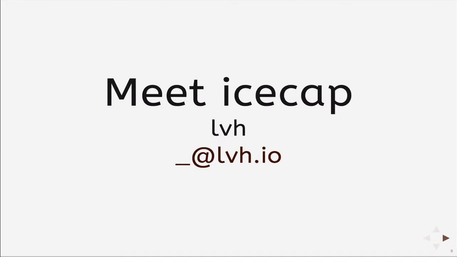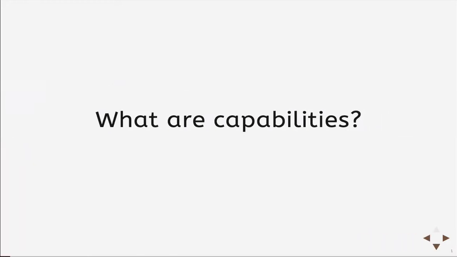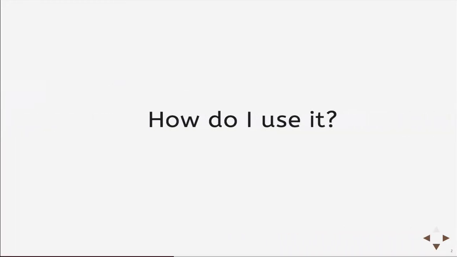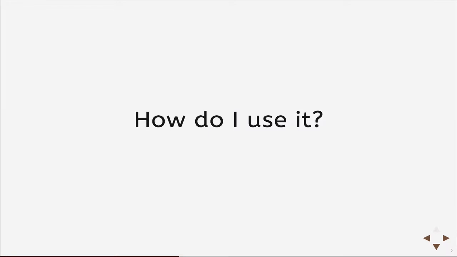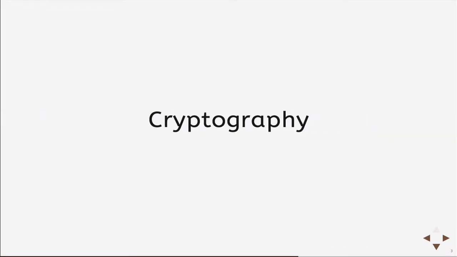Hi, I'm LVH, and I'd like to talk to you about a project I've been working on called icecap. Icecap is a modern object capability system using URLs. In other videos, I've been talking about what capabilities are and why you might want them, how you actually use capabilities in general, and icecap in the specific. But in this particular video, I'd like to delve a little bit deeper into the cryptographic backing behind icecap.